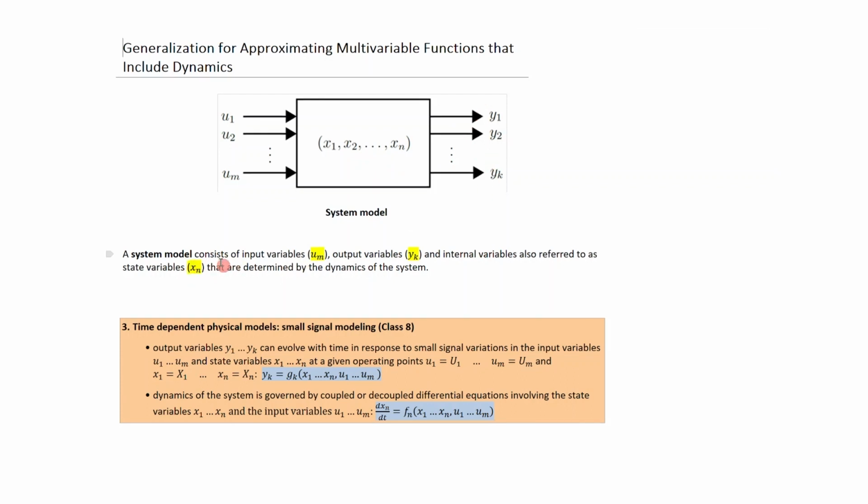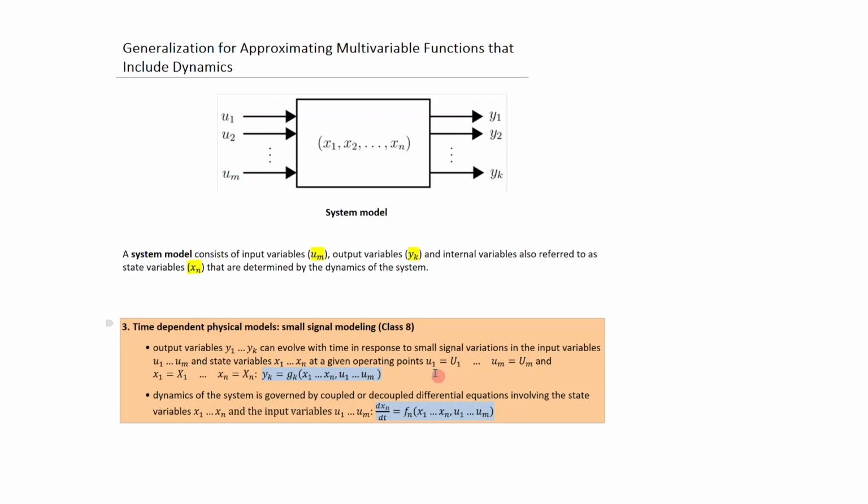I've summarized these points here in terms of input variables, output variables, and internal variables, also referred to as state variables, that are determined by the dynamics of the system. This is item 3 that we'll be dealing with, but that will be in class 8 where we look at the details. For now, let's look at some general principles. We call this small signal modeling. We have output variables y1 through yk, which can evolve with time in response to small signal variations in the input variables, u1 through um, and the state variables x1 through xn at a given operating point.